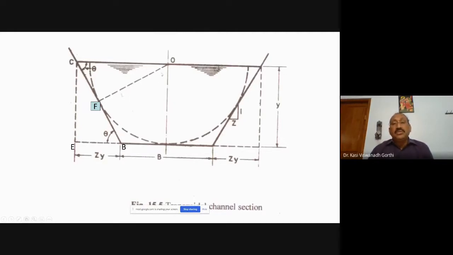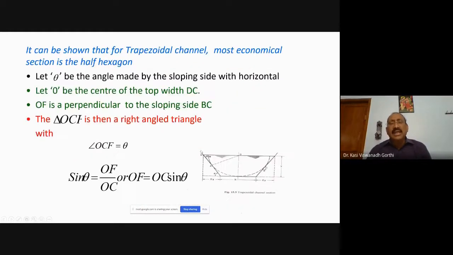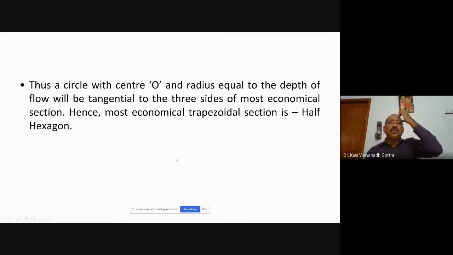Also, OB also is equal to the depth of flow y. Once again, this side, if you take the depth of flow, which indicates that you can insert a circle with radius r equal to y. Thus, a circle with center O and radius equal to the depth of flow y will be tangential to the three sides of the most economical section, and hence the most economical trapezoidal channel section becomes half of the hexagon.